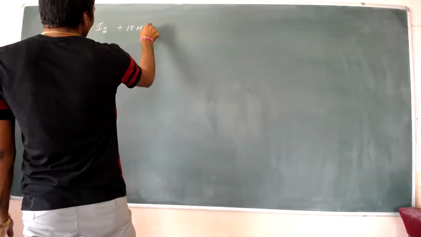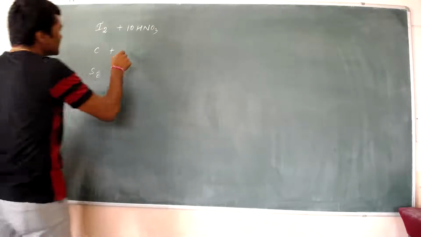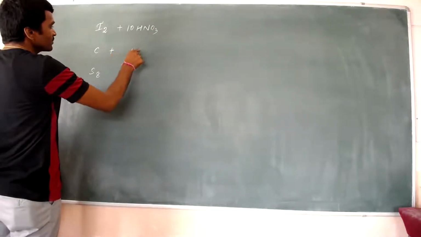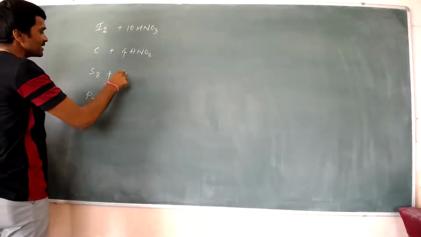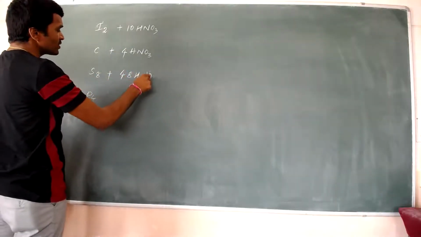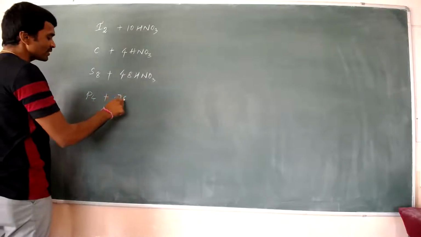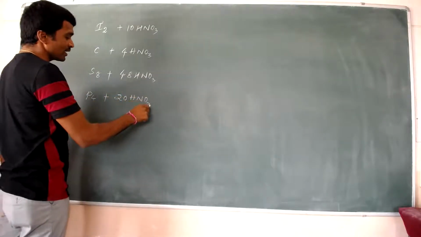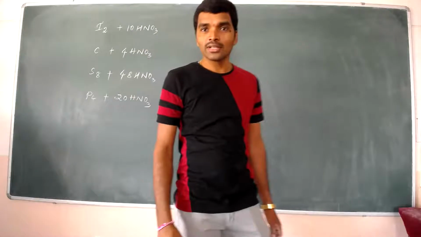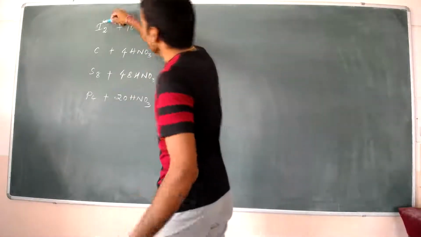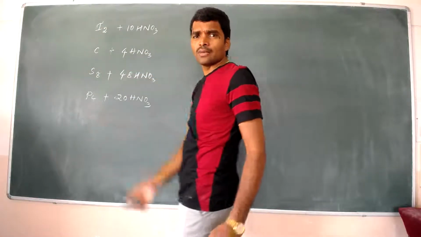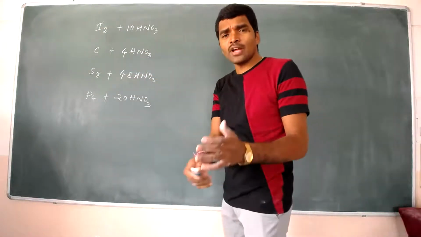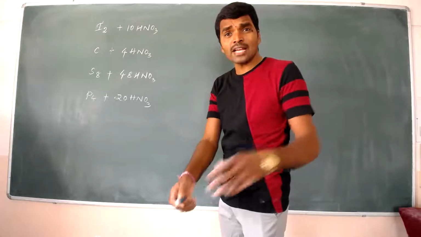Now see, iodine reacts with 10 moles of HNO3. Carbon reacts with 4 moles of HNO3. S8 reacts with 48 moles of HNO3. P4 reacts with 20 moles of HNO3. So these are non-metals: iodine, carbon, S8, P4. Just before, we were discussing nitric acid reaction with metals.